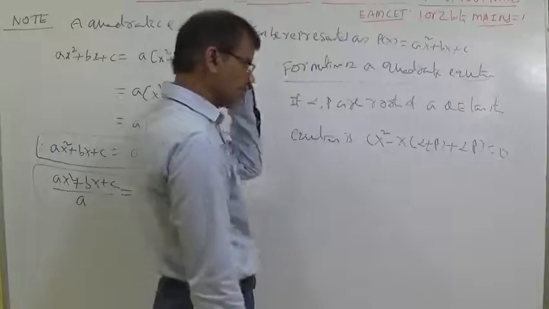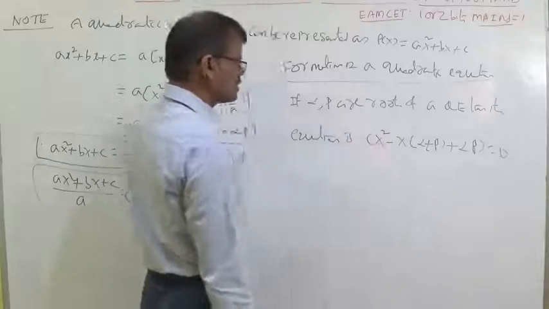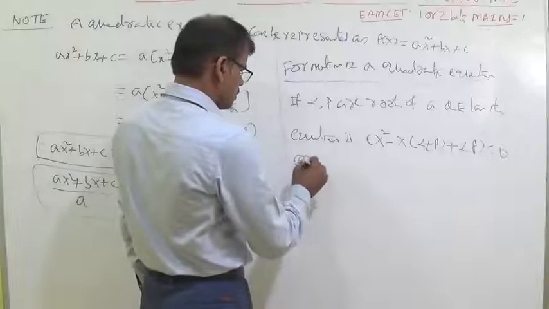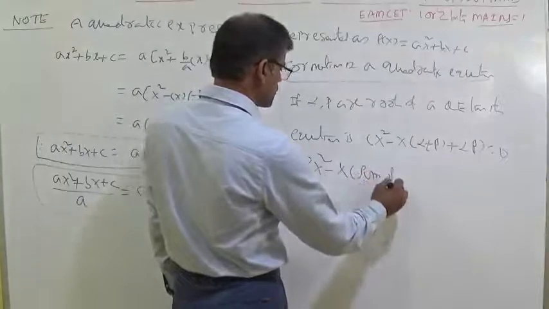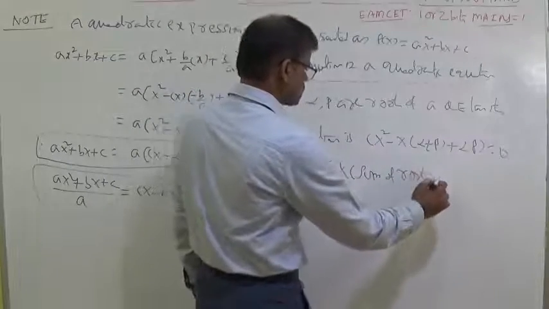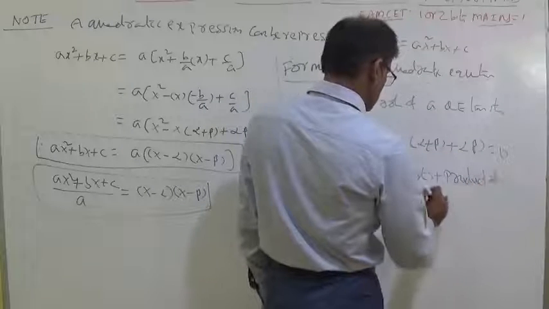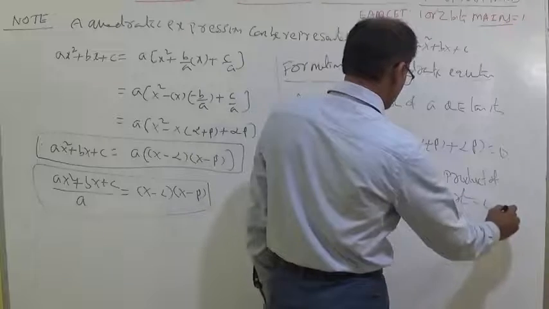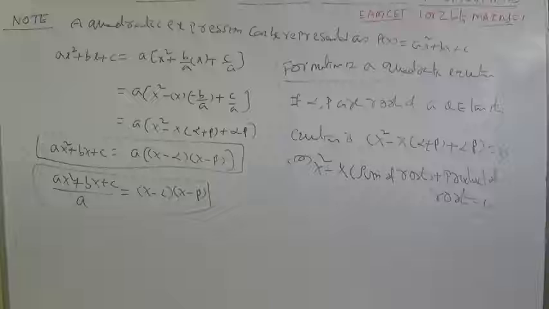Here a into we can write, but there will not be given a. Simply you can understand this: quotient is 1, or you can indicate this as x square minus x into sum of roots plus product of roots is equal to 0. This is the formation of quadratic equations. We have discussed the properties.